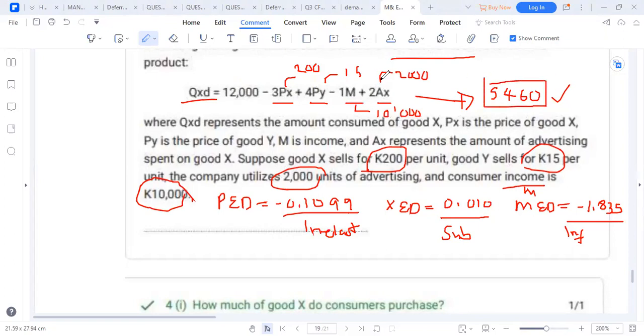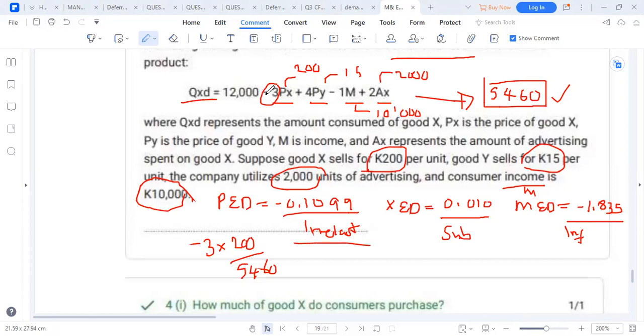Are we together on this one? Okay. Then to find the price elasticity of demand, we get the gradient for demand, which is -3. So -3 times the price of X, which is 200, divided by the total quantity of sales, 5460. When you apply this, you're going to get -0.1099. This means demand is inelastic.